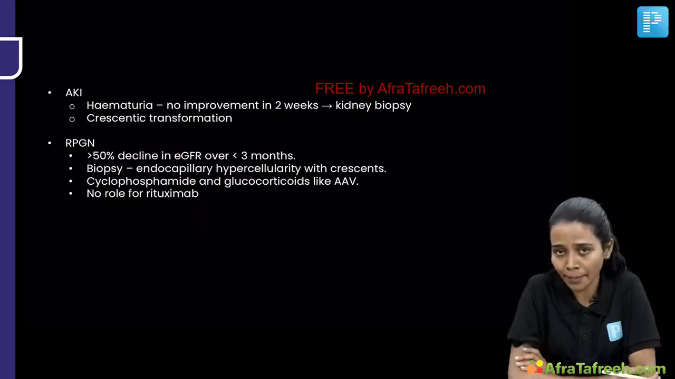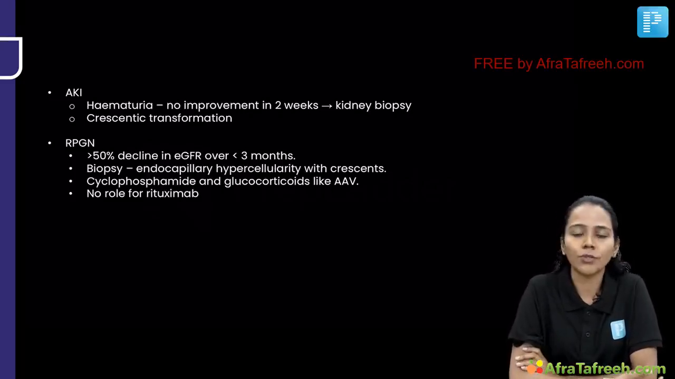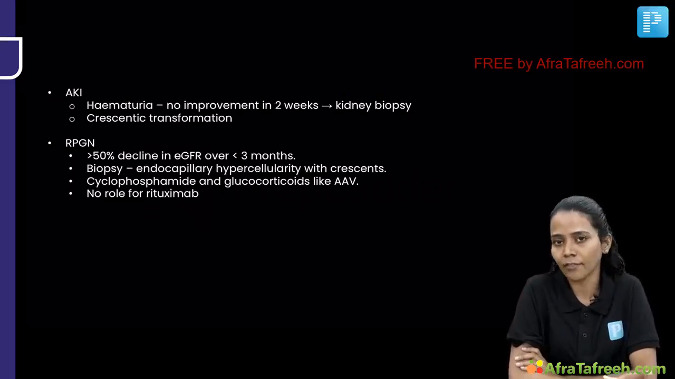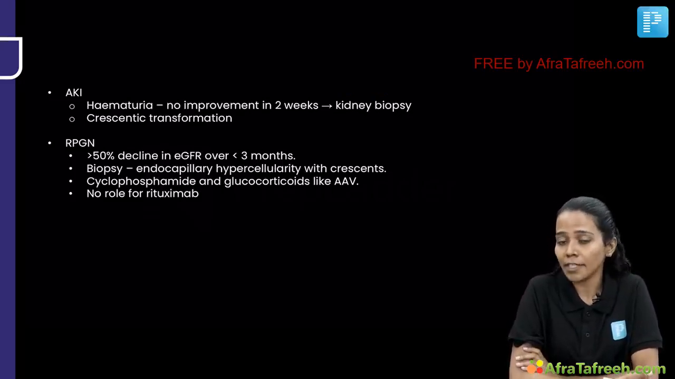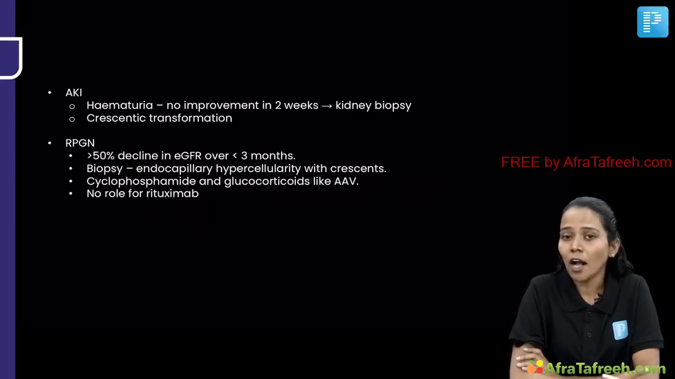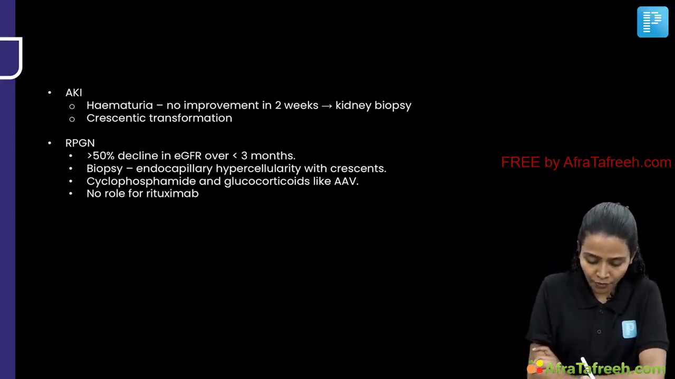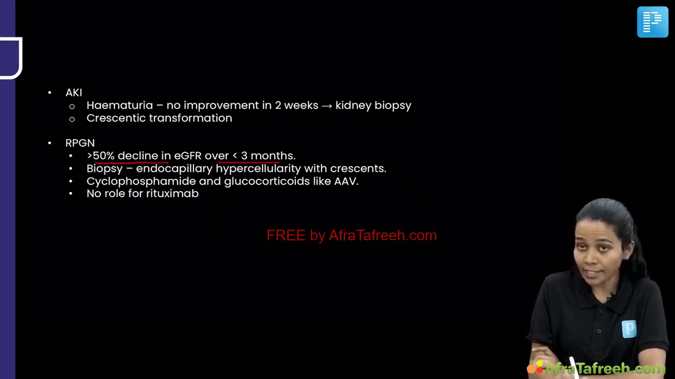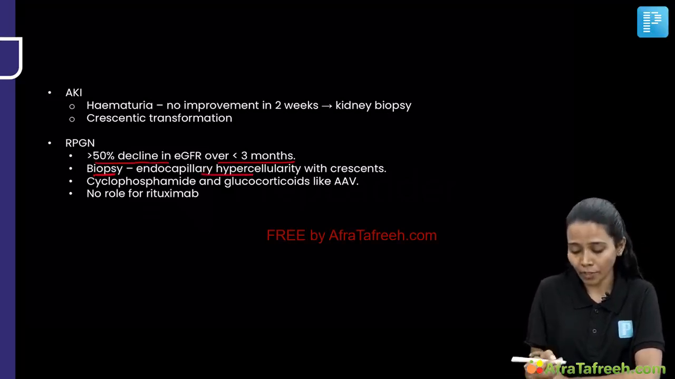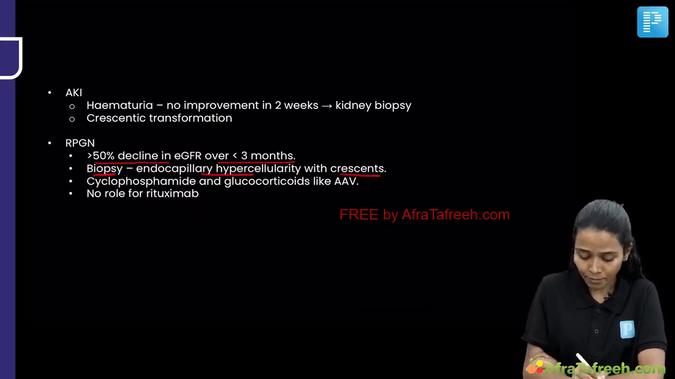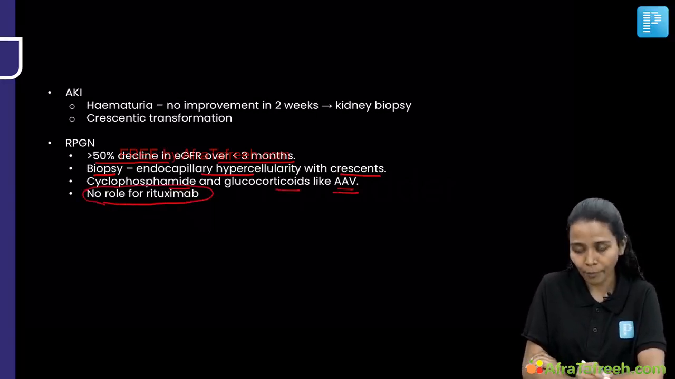Now, once AKI happens, if it is crescentic GN, we consider treatment of crescentic GN. Like I have already discussed, it is going to be pulse steroids with cyclophosphamide and with plasmapheresis. However, if it's macrohematuria, it is supportive care. RPGN is when there is more than 50% decline in GFR over less than 3 months. In biopsy, generally we see endocapillary hypercellularity with crescents in these patients. Treatment is cyclophosphamide and glucocorticoids like ANCA-associated vasculitis, and there is no role for rituximab.